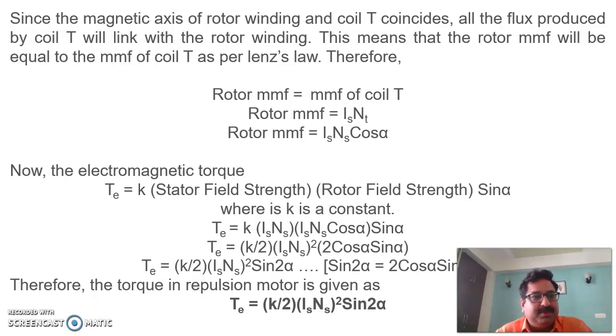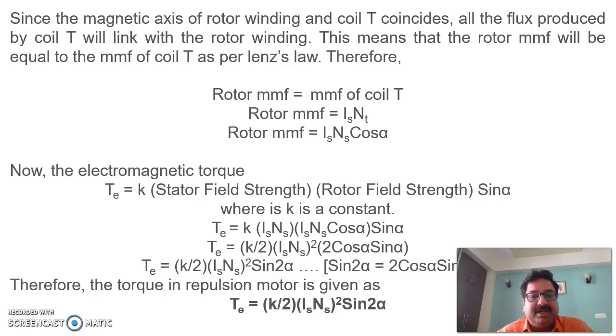And the flux produced by the coil T will link with the rotor winding. This is also true. This means that the rotor MMF will be equal to the MMF of the coil T, as per Lenz's law. So the rotor MMF will be how much? The MMF of the coil T, and the coil T MMF was Is NT.